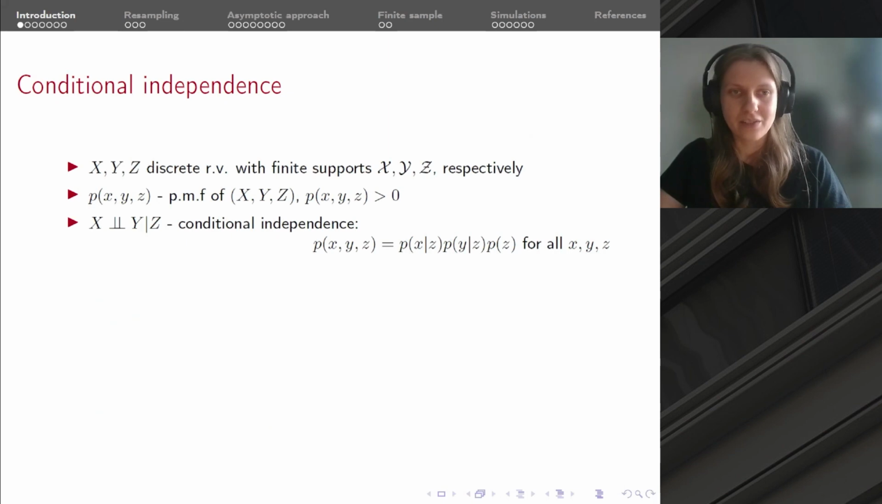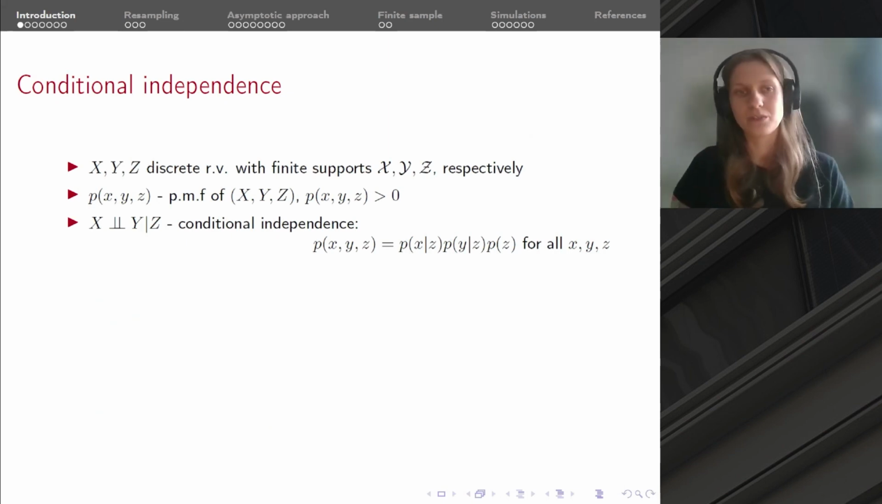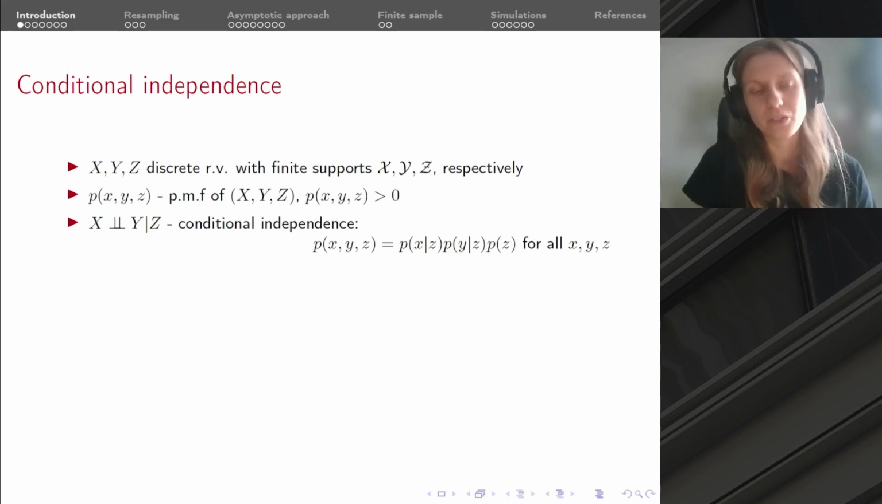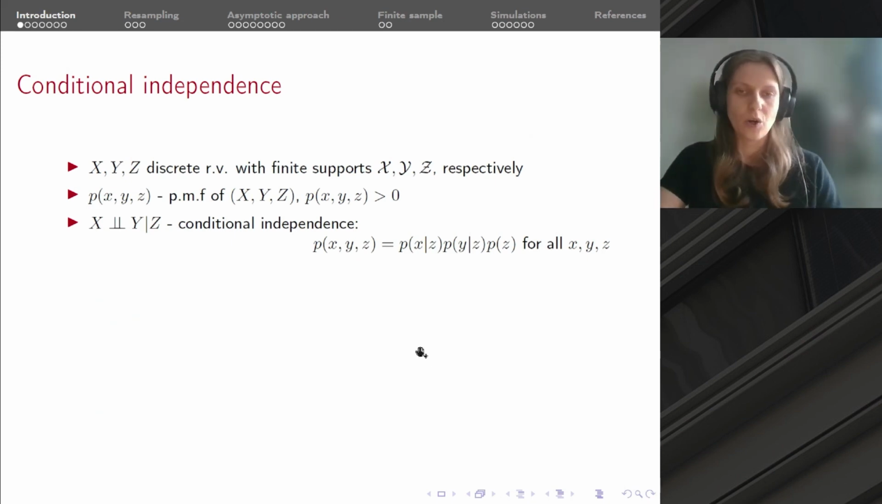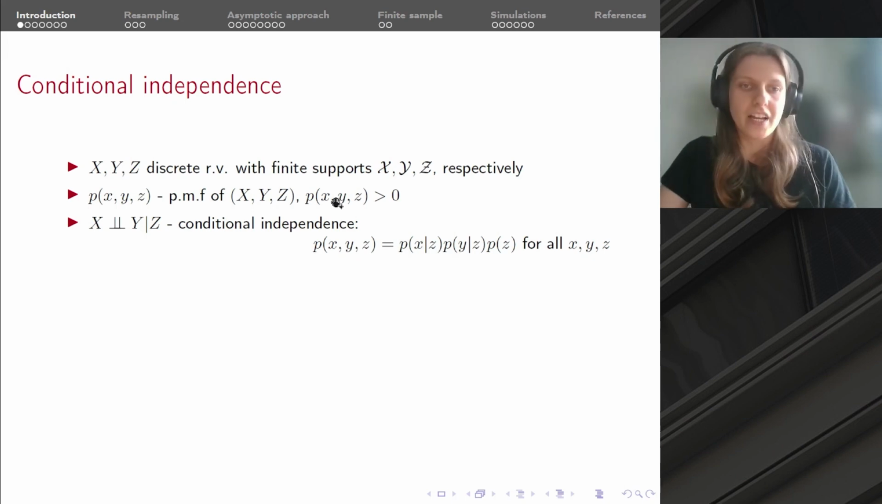Okay, so let's start from the notation. In my presentation, all the random variables will be discrete, and I will denote them using x, y, and z. They all will have finite supports, and for all triples x, y, and z, the probability of obtaining them will be greater than 0.